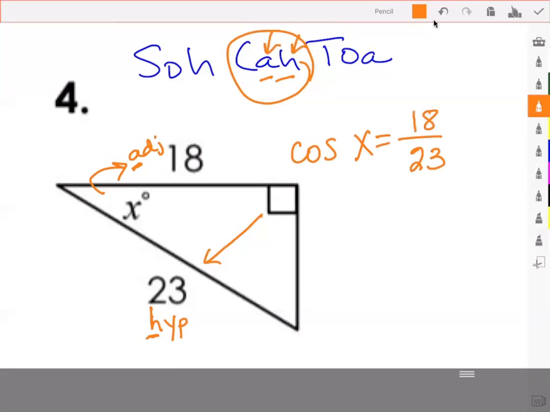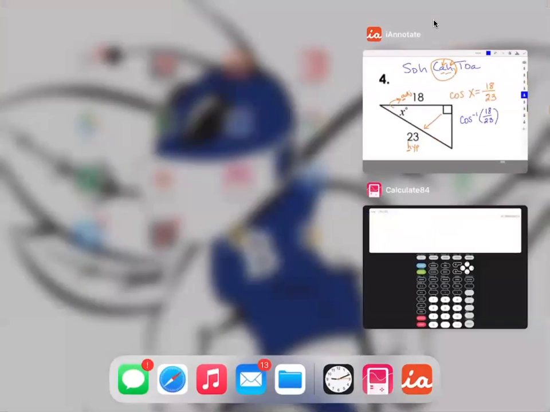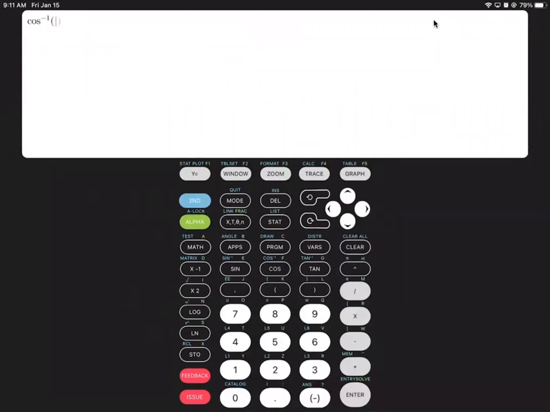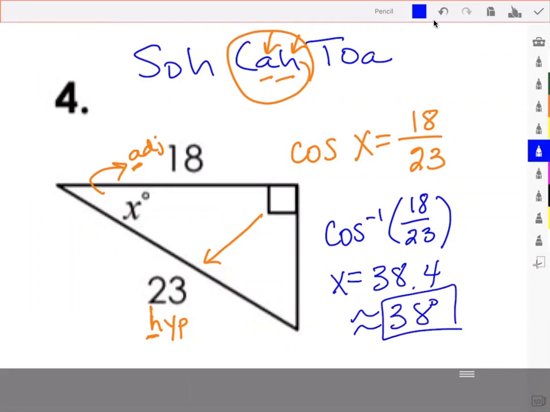And so in the calculator, we're going to do the inverse of cosine and then our ratio. That is a messy 3. So inverse of cosine 18 over 23. So 38.4. So 38.4 would round to 38 degrees.